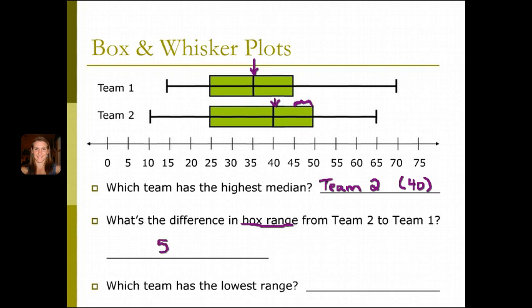And then which team has the lowest range? All right, so again, for the range, you take your highest number in the data set minus the lowest number. So for Team 1, it has a range of 60. Team 2 has a range of 55. So which one has the lowest? Well, that would be Team 2 because it has a range of 55.